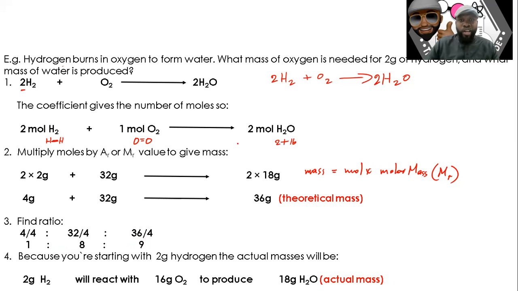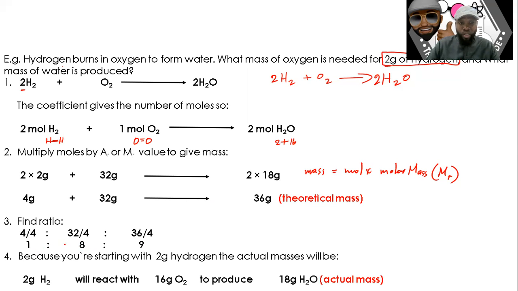Now let's go back to my question. It says, what mass of oxygen is needed for 2 grams of hydrogen? So I've got an amount there, and I need to know how much oxygen will react with my 2 grams of hydrogen. I know that whatever the amount of hydrogen that I've got, my oxygen is always going to be 8 times that amount.